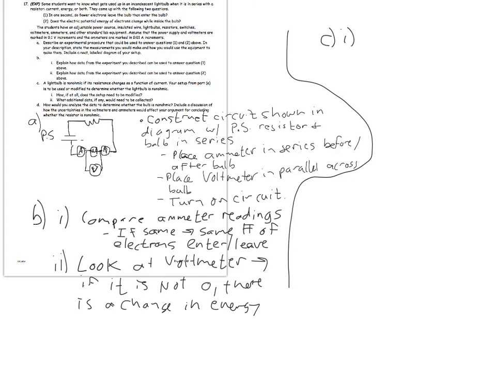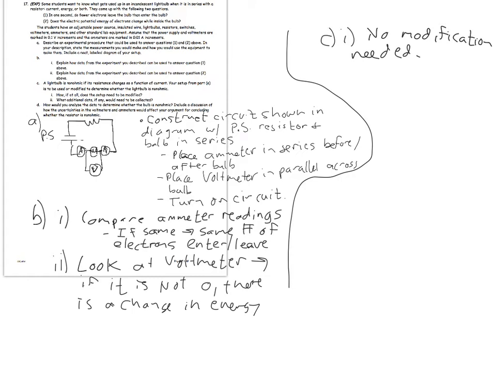All right, moving on to part C here. We want to know whether or not we can use this setup to determine if a light bulb is non-ohmic. We talked about this in class: non-ohmic means the resistance changes as the current changes. So, do we need to modify our setup from part A? The answer is no modification needed. Although you could modify it, you could remove the resistor. We really don't need any modification.